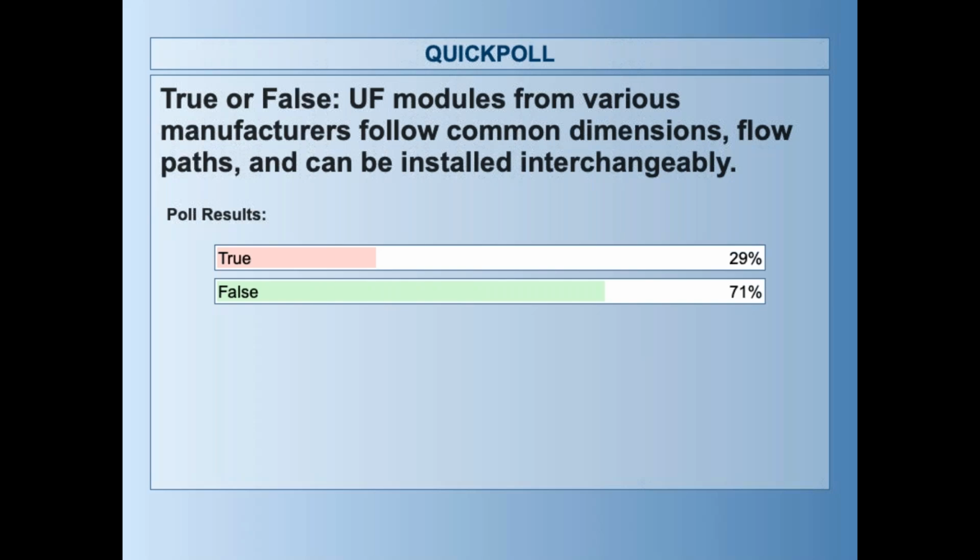Okay, so about two-thirds of us are paying attention here. If it was that easy, if they were like the RO model, then we probably wouldn't be having this webinar, right? There are definitely differences amongst all the different brands, the flow paths, dimensions, and they're not as easy to interchange as RO modules or RO elements.